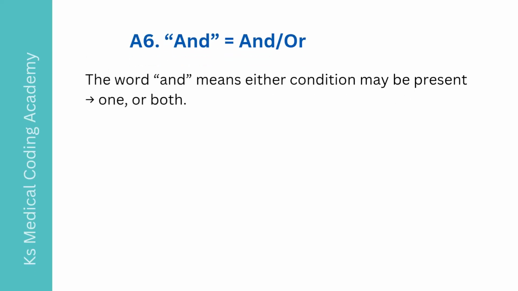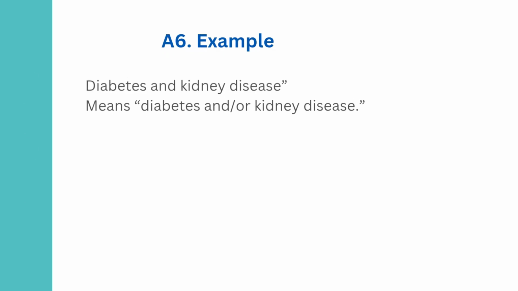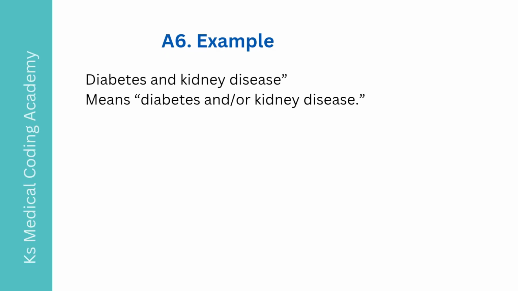And, equals and or. In ICD-10-CM the word, and, in a code title is interpreted as, and or. This means either one condition alone or both conditions together may be applicable. Example. For example, the phrase, diabetes and kidney disease, should be read as, diabetes and or kidney disease, for coding purposes.